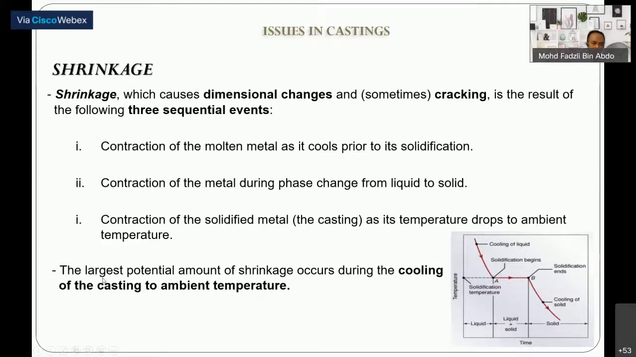Okay, maksudnya shrinkage ni boleh berlaku di sini, di solidification, okay, di sini, during di sini, dan juga during the temperature drop to the ambient temperature, okay. And then the largest potential amount of shrinkage occurs during the cooling of the casting to ambient temperature. The largest shrinkage berlaku di ini. Okay.